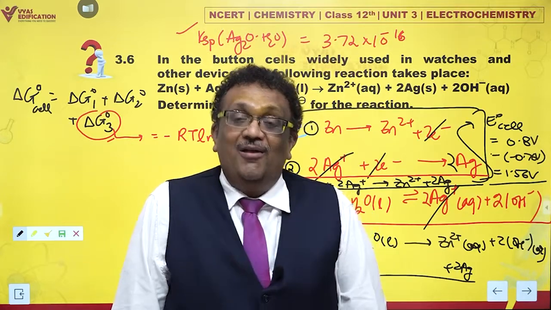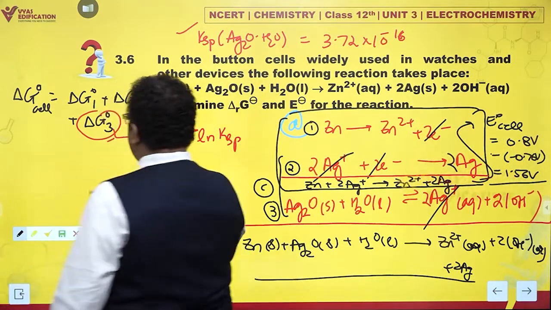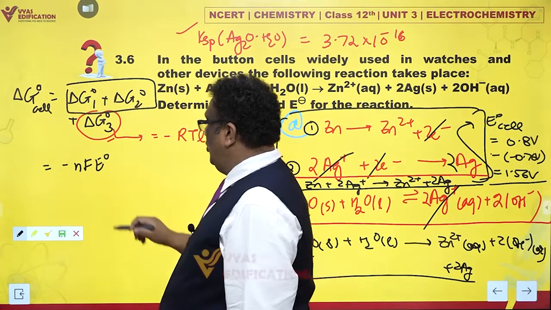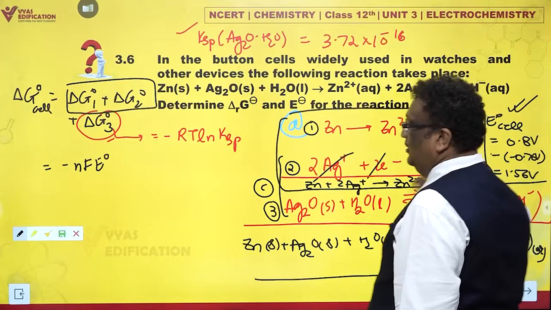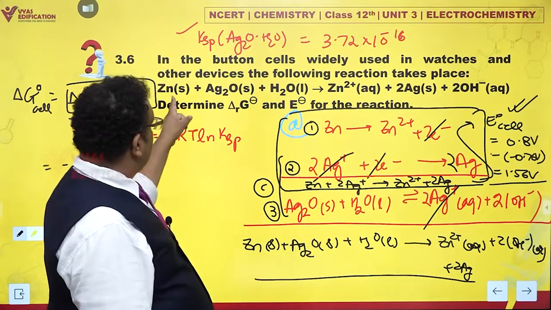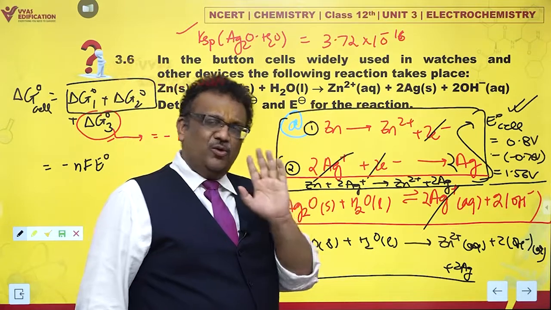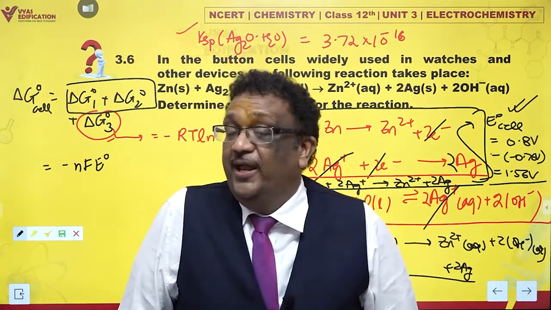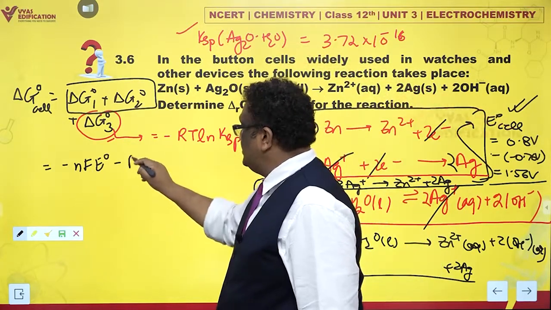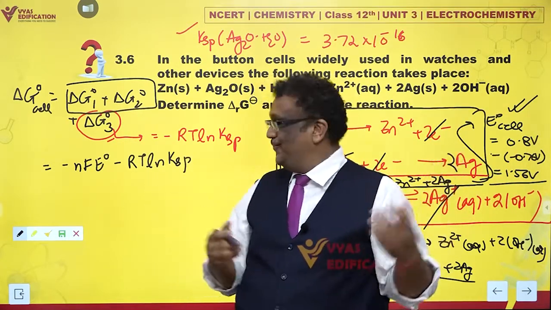And I also know a relationship. Delta G0 is minus NF E0. So delta G1 plus delta G2 naught will be equal to minus NF E0, E0 of this cell. In this cell, Ag2O is not there. Please note, in the original question, silver is present as Ag2O, and in our 1 plus 2 cell, silver is a routine Ag plus aqueous. It is not Ag2O, which is different. So this is minus NFE0 minus RT ln KSP. Is that the case? Yes.